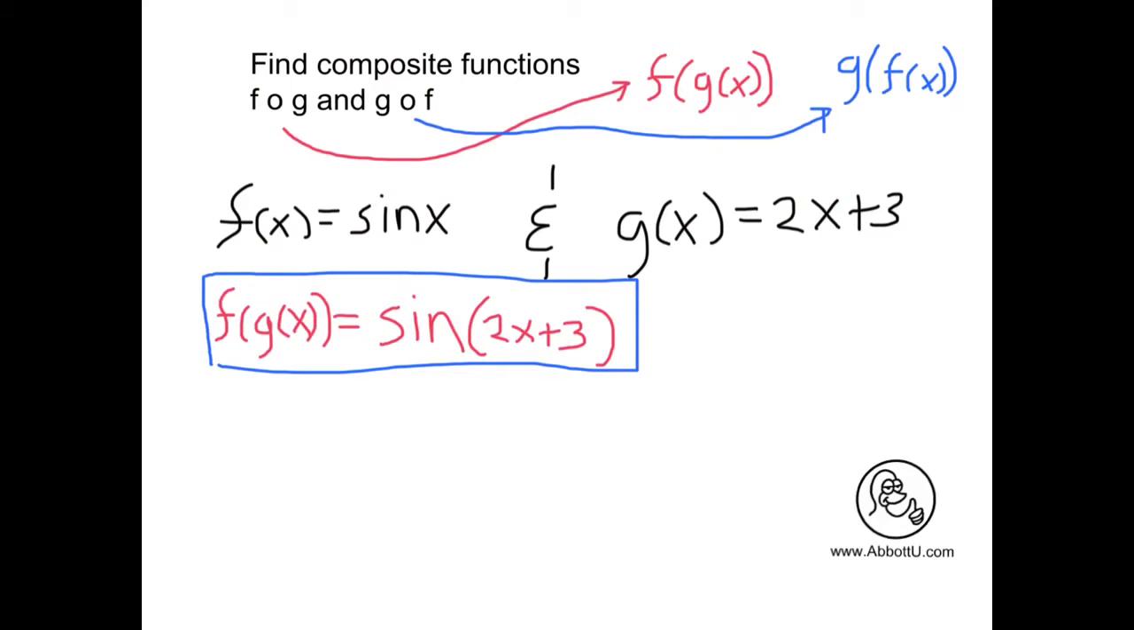All right, so g of f of x equals 2 times some number. Notice when I say some number, I leave an empty parentheses. So it's 2 times some number plus 3. Well, what is that number? Well, it's f of x. That's the number that goes inside. Well, what's f of x? F of x is sine x. So sine x goes inside there. All right, so that's it.